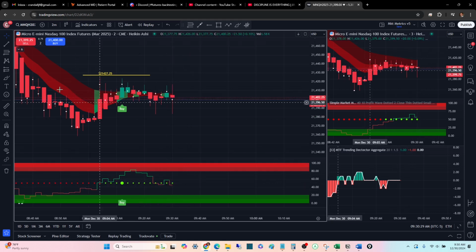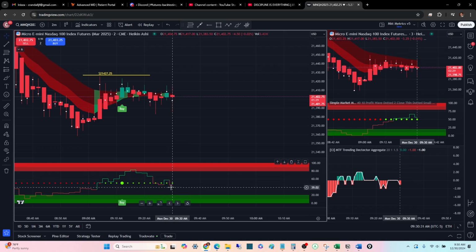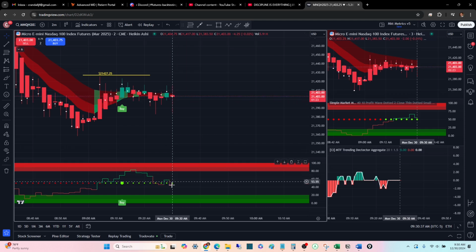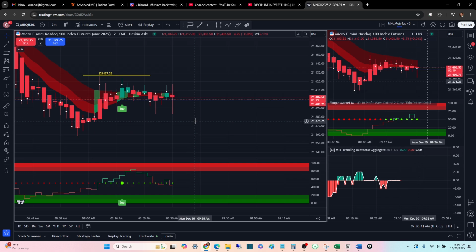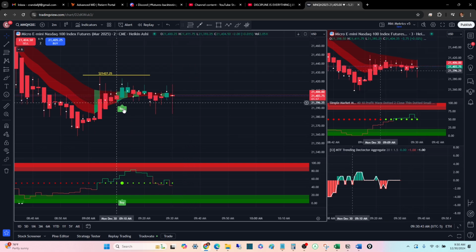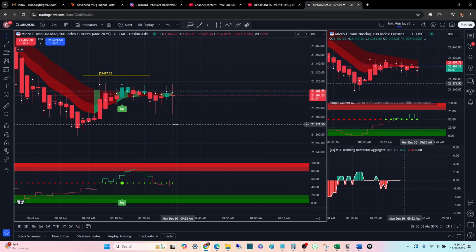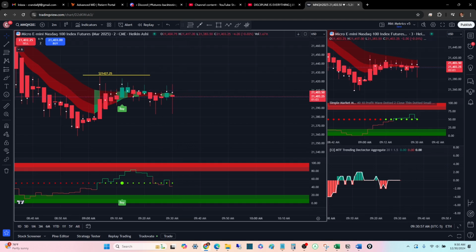What I'm looking for is either an alignment of the colors between the profit wave candle, the dot, and this line here. So whether they're all green or red, that's one entry method. Another one is to look at the buy or sell signals in the chart and look to take a trade using the new entry model. So hopefully we'll get something. I'm going to pause the video and come back if something shows up.